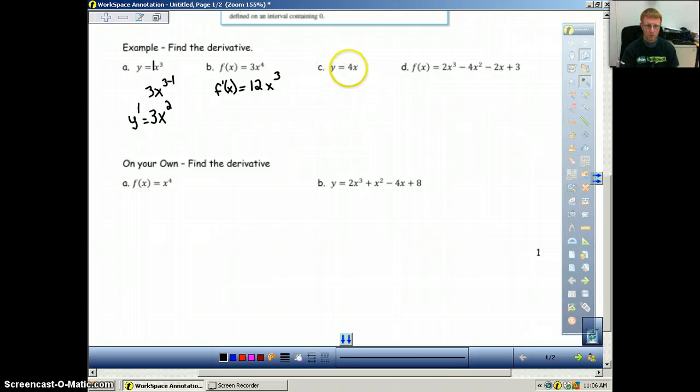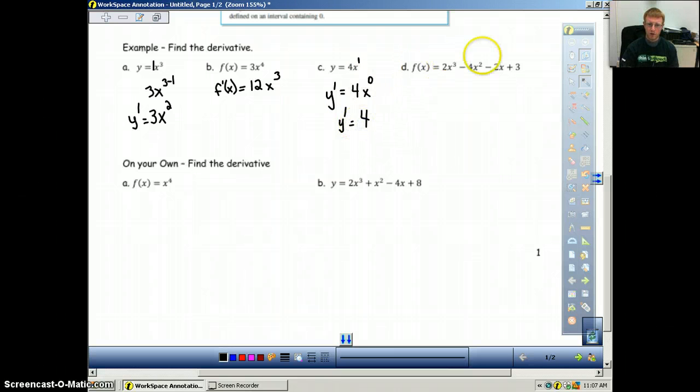Next one, we have y equals 4x. So we have y prime equals, now don't forget, this is really important. There is still an exponent on this. Even though you don't see it, it's still to the first power. So we're going to do 1 times 4, so we get 4, times x to the 0 power, because we subtracted 1 off of our power. And hopefully you remember anything to the 0 power is 1. So in this case, y prime is just equal to 4.